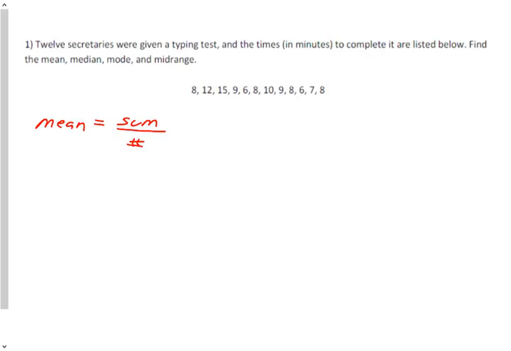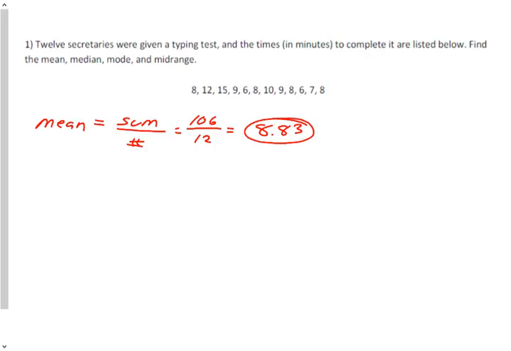So in this case, to find the mean, we would add up each number. And I get 106. And there are 12 total numbers. So we're going to divide that by 12. And we're going to say that the mean is 8.83.